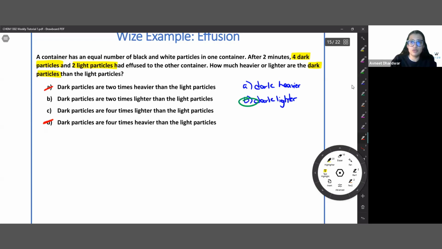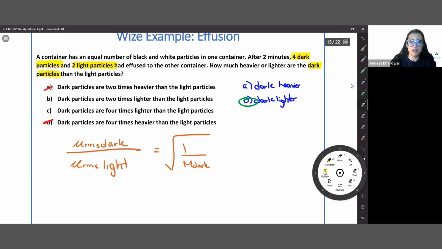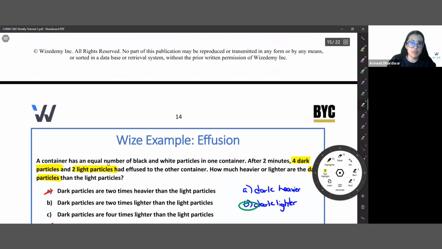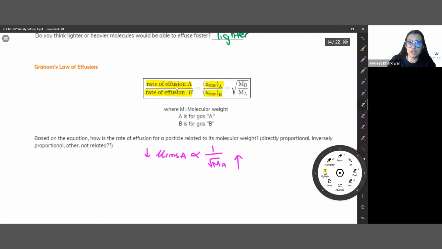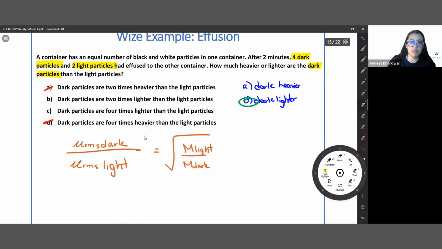So here we can consider the root mean squared speed equation. Let's say I'm interested in the root mean squared speed of the dark particles over the root mean squared speed of the light particles. And if I wanted to plug in the molar masses, I would have to plug in the molar mass here for dark, and the molar mass here for whatever that light particle is. So now I'm going to have to try to plug in something so I can understand how their weights are related. And we said that for this equation, another way you can think of it is the rate of effusion of gas A over rate of effusion of gas B. So instead of writing root mean squared, we can write rate of effusion of the dark gas over the rate of effusion of the light gas.